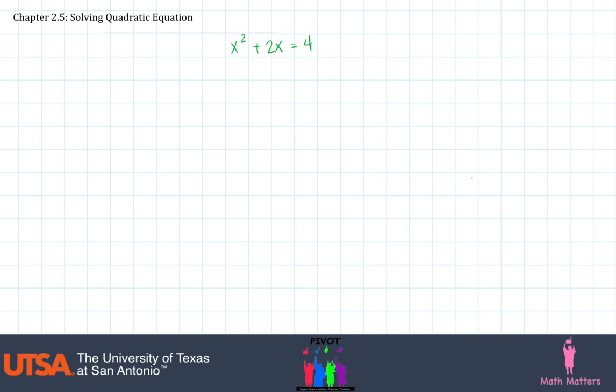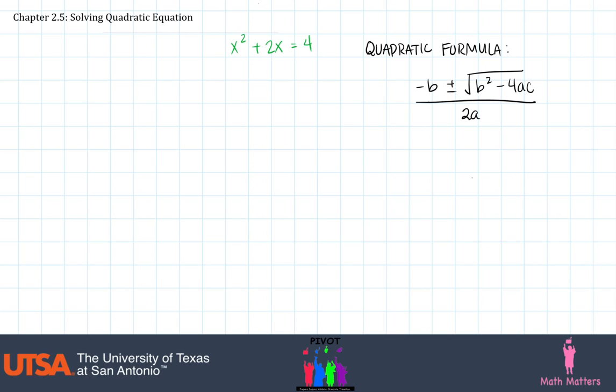So another method to solve a quadratic equation is to plug it into the quadratic formula, which is going to be negative b plus or minus the square root of b squared minus 4ac, all over 2a. And we get these constants by rearranging the equation again.